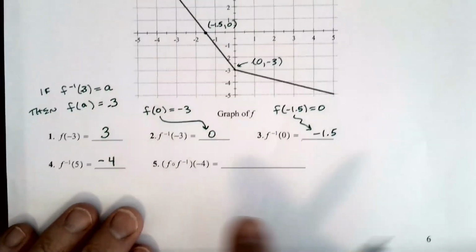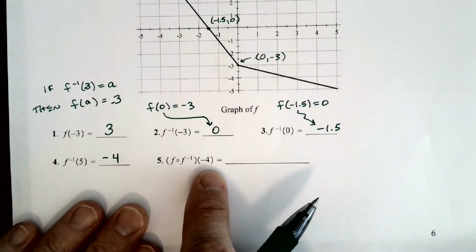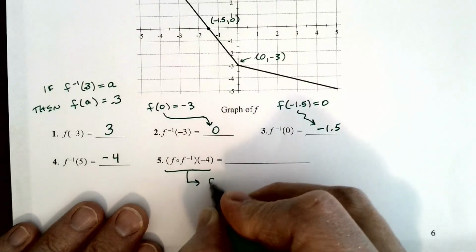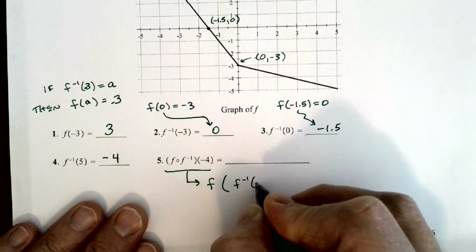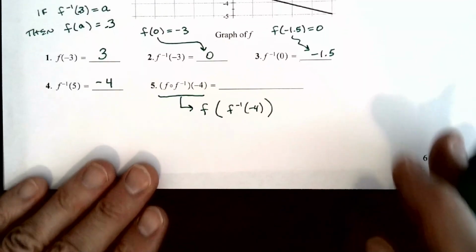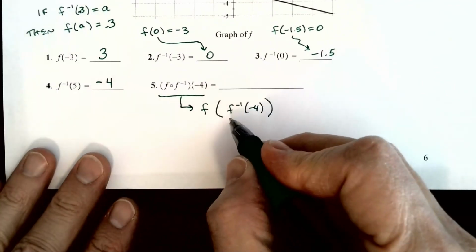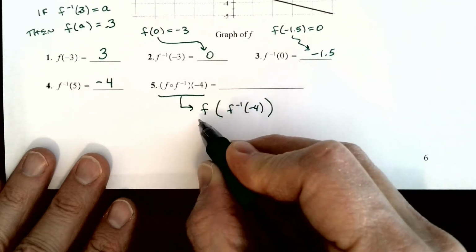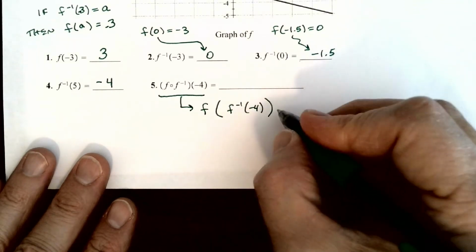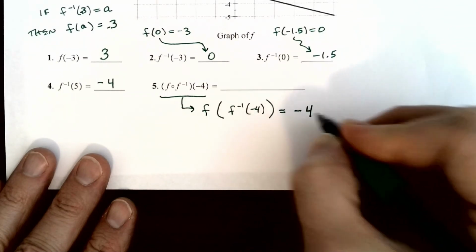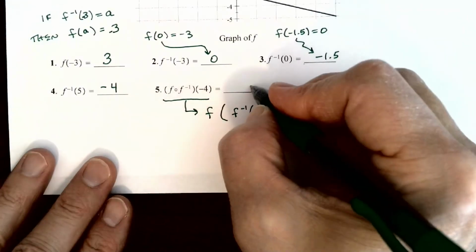Now let us close with this. What is f composed with f inverse of negative 4? Remember what this means. f circle f inverse is f of f inverse of negative 4. Now, I submit to you that I don't even need to look at the graph to deduce this answer, because when I take the inverse of negative 4 and then plug it back into the function f, that's going to bring me right back to what I started with, negative 4. That's the inverse relationship. I know this has to be negative 4.